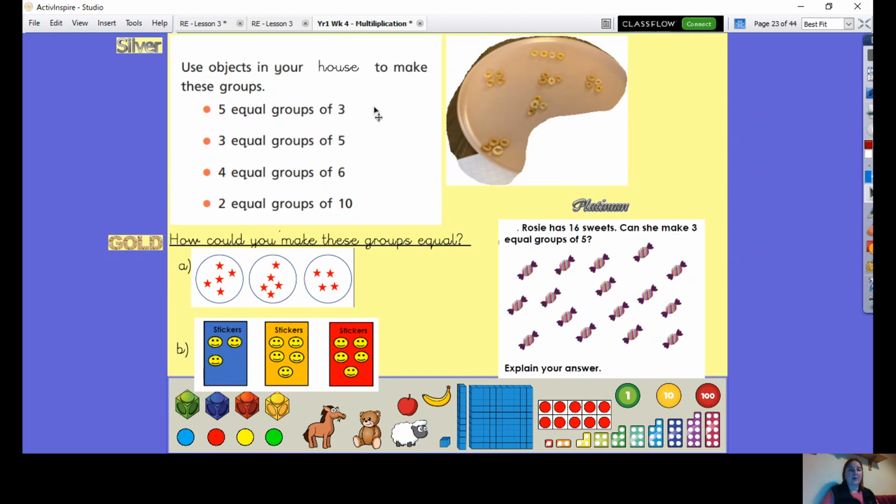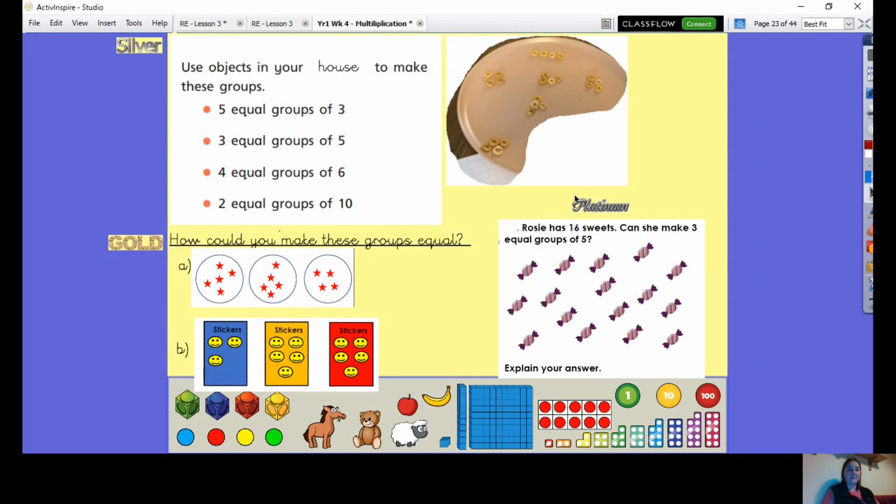So that's practical, and if you want to, you can take a picture of that. You don't have to, but it's a practical, getting us to start thinking about what does equal mean, and see if I can make those groups. Okay, and then the gold, we did do some of this. How can you make these groups equal? So A, look at these groups. How can you make this equal? And then B, how can you make these ones equal?